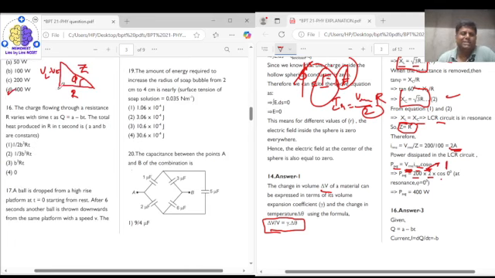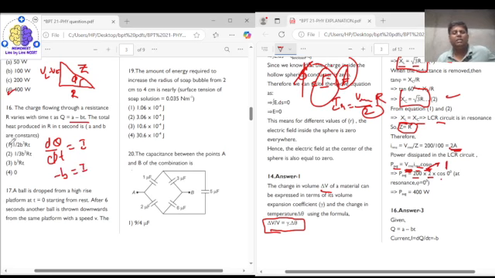Next, come to question number 16. The charge flowing through a resistor R varies with time as Q = A - Bt. The total heat produced in R in T seconds is... Q is charge, so dQ/dt is current, right? If we differentiate it with respect to time, we will get -B, and this would be equal to the current.